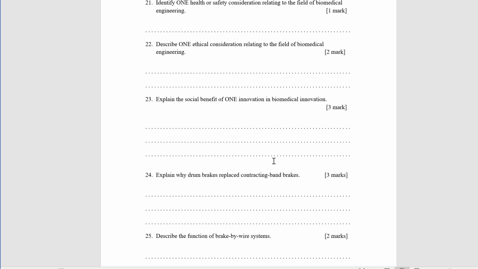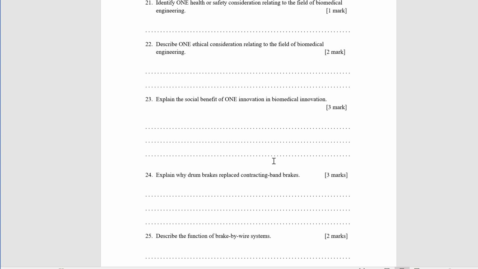You could talk about biocompatibility, so making sure that when you put things in people's body that they're not going to break apart, they're not going to be something that your immune system will attack. I think that'll do. Describe one ethical consideration relating to biomedical. Okay, the best example is animal testing, but people do tend to focus on the cochlear implants and objections to those.